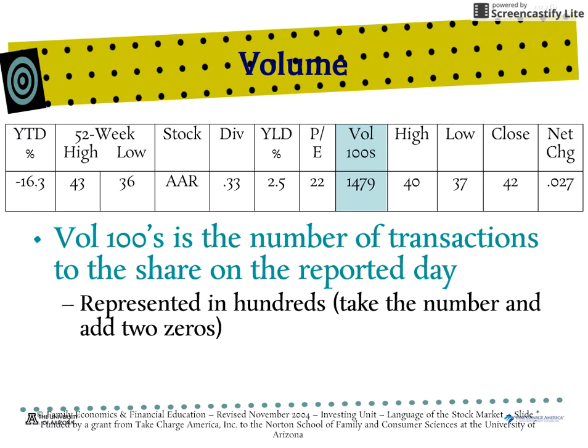The next one is volume. Volume 100 is the number of transactions of the share on the reported day. It's represented in hundreds. Take that number and add 2 zeros.